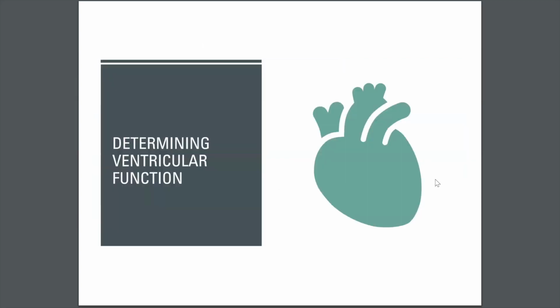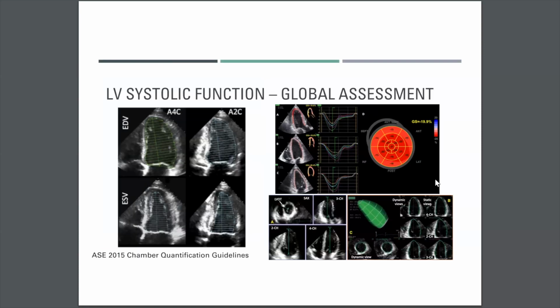Okay. So that's enough about ventricular volumes, especially LV. So next we're going to briefly touch on determining LV function or ventricular function. So here, the first thing we do is looking at the LV systolic function. And when we look at systolic function, we usually perform a global assessment followed by a regional assessment. A global assessment can be performed visually or quantitatively using 2D Simpson's and also 3D EF as well as GLS.